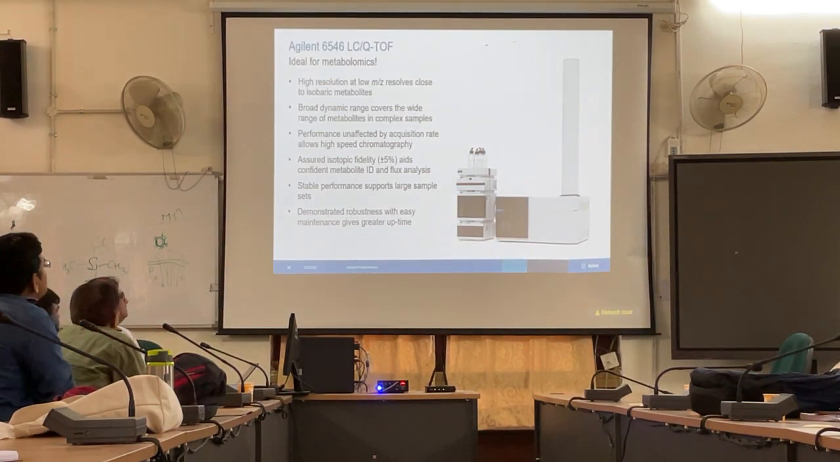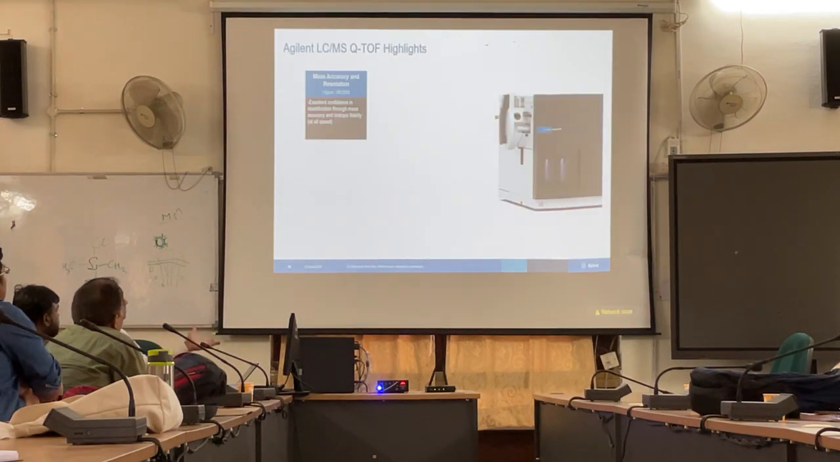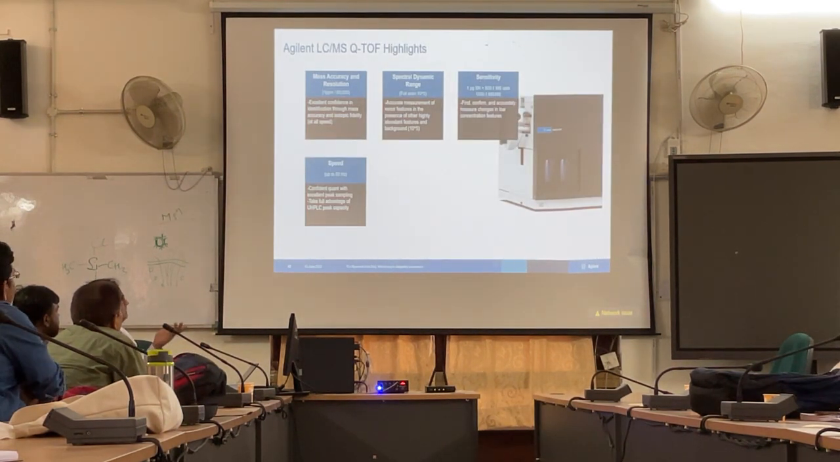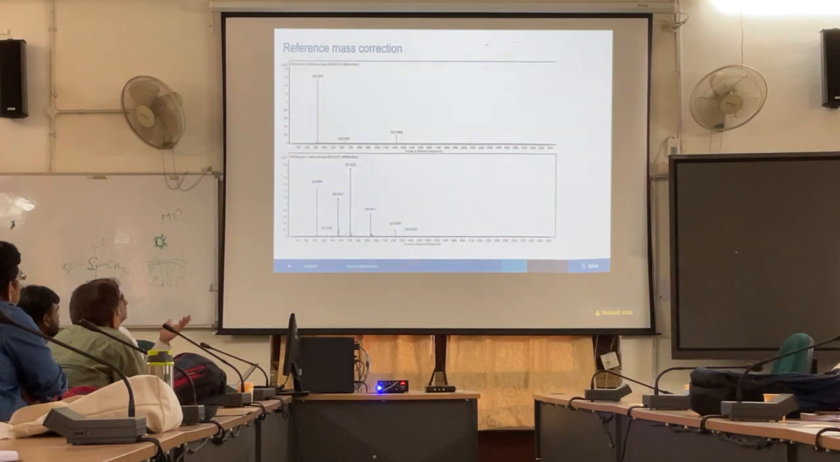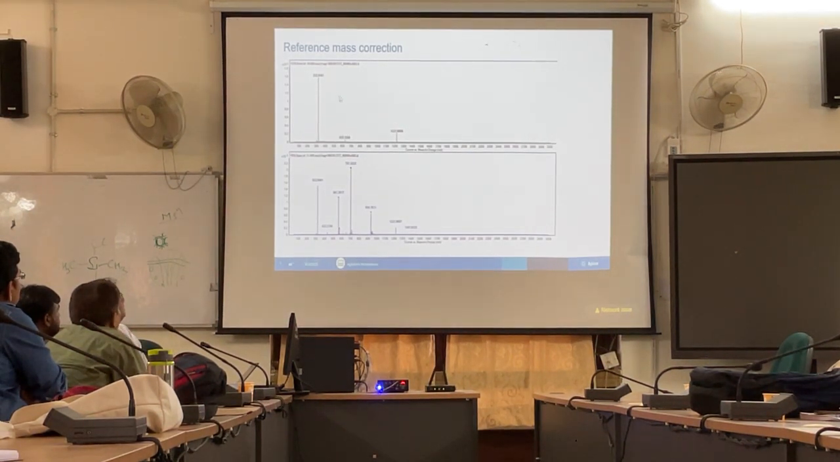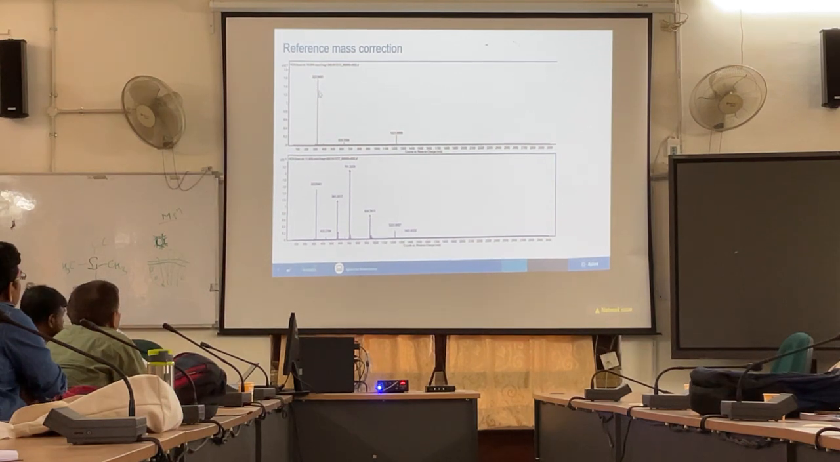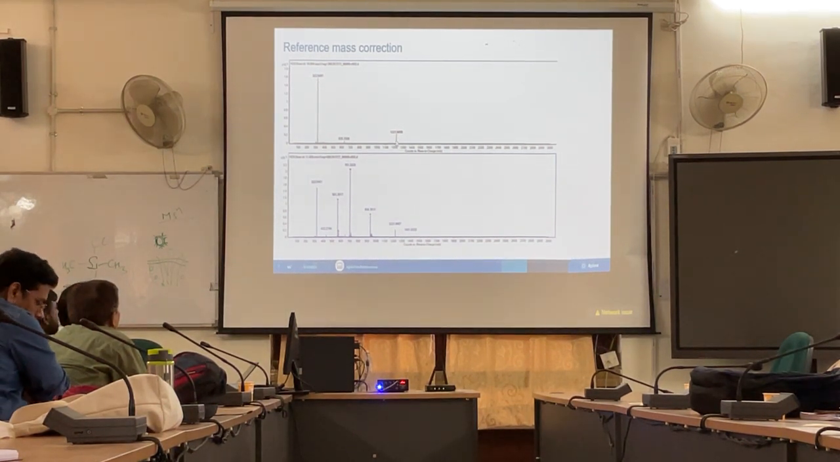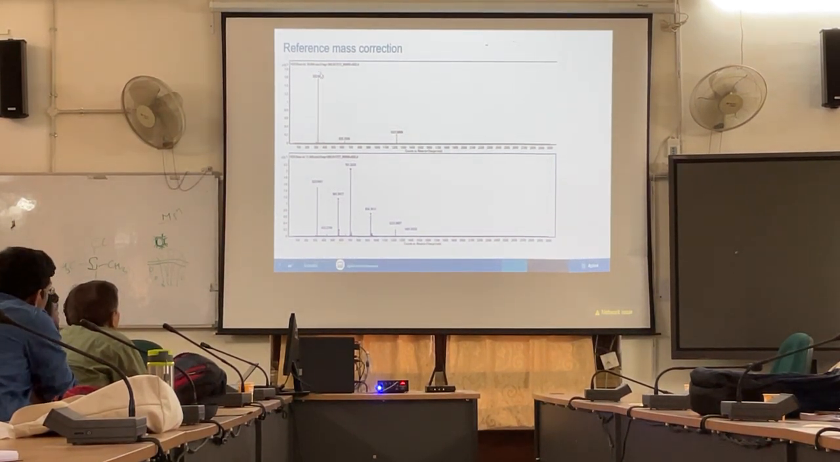So I will not go much into the details. This instrument, you already know what the advantages of this instrument are. It can be used in 2-3 ways, and this is how the reference mass looks. So if you see, this is the reference mass, this is the peptide data. So you have 322 and 1221. This is the spectra at a particular RT. The moment you change the RT, there are peaks coming in between, but these reference masses are remaining.